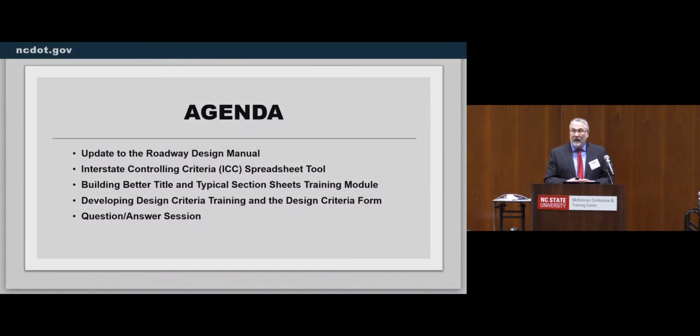Here's a brief agenda for today's presentation. First, I'll talk about our recent update to the NCDOT Roadway Design Manual, which was released in November. I'll demonstrate the Interstate Controlling Criteria Spreadsheet tool, which we developed in coordination with the Federal Highway Administration. Then I'll talk about the Building Better Title and Typical Section Sheet training module that was developed by Jordan Woodard, our Eastern Plan Review and Design Support Group Lead. And then Sherry Calhoun will talk about developing design criteria and the corresponding design criteria form. And then we'll close out, as Jeff mentioned, with a question-answer session as time allows.